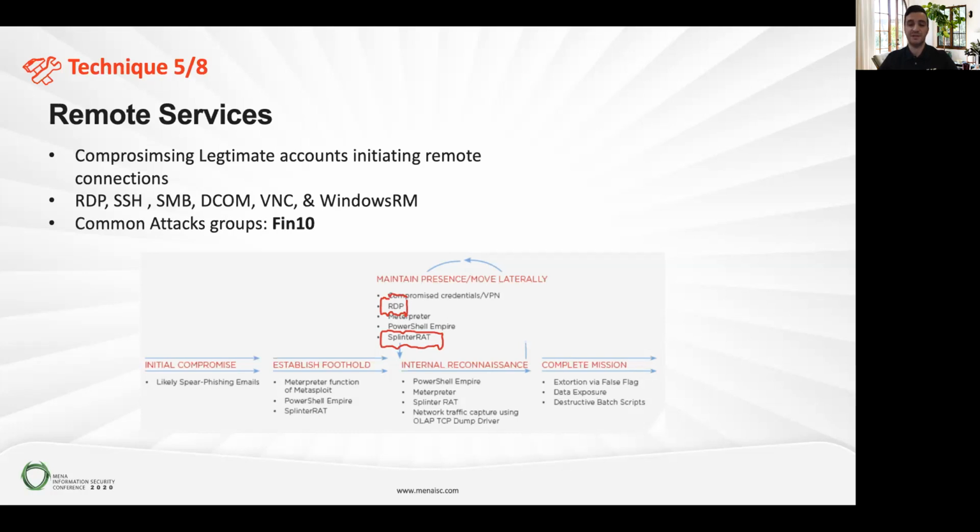They have used Splinter RAT, and they use as well the RDP Splinter route. Of course, they use it to compromise the accounts, and then they used RDP to move laterally. So this is also a critical technique.